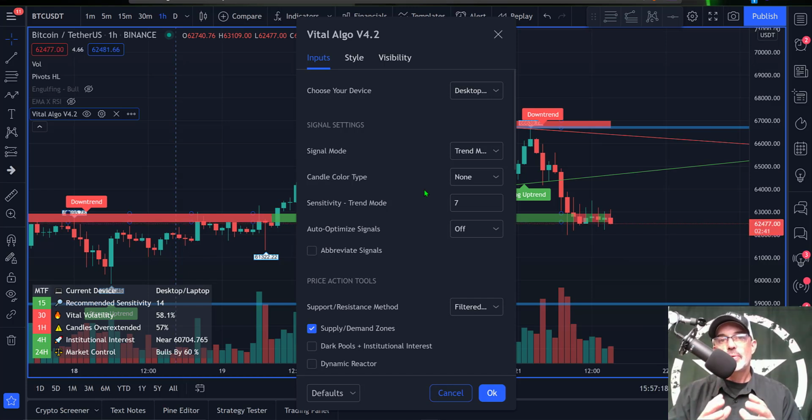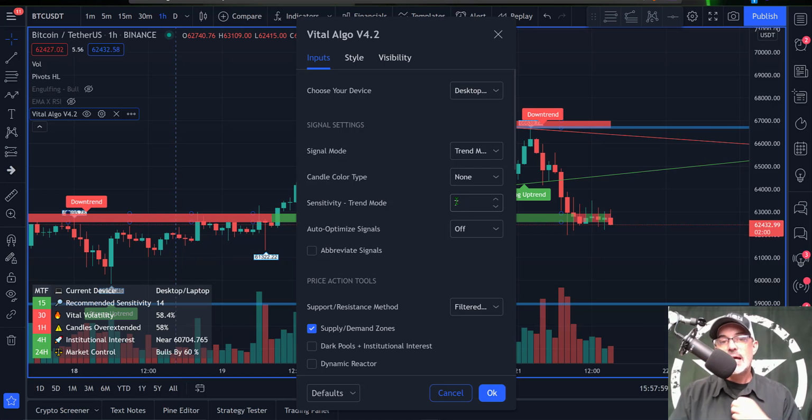But today I really just wanted to focus on a few of the weapons that I thought would help beginners get started with doing technical analysis when trying to trade cryptocurrencies. And so I just have trend mode turned on as far as the signal mode. Sensitivity mode for the trend mode, I think the default's 8. I found 7 to be dialed in best on this particular chart for this particular pair.